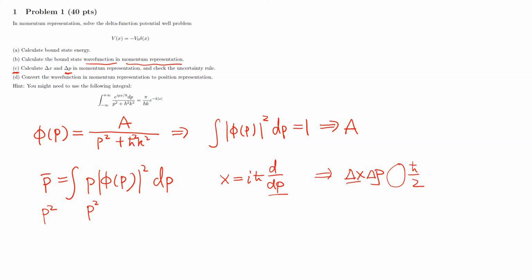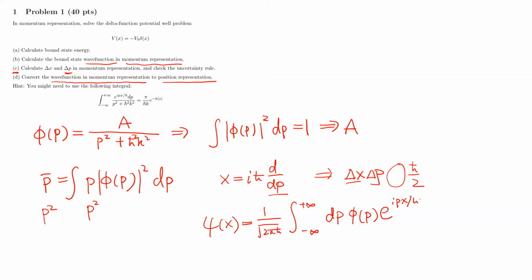And part D is, finally, if we get the wave function in the momentum representation, we want to go into the position representation. What we need to do, as we have already shown, is the Fourier transformation, the integral of dp, e to the i p x over h bar, times the wave function.